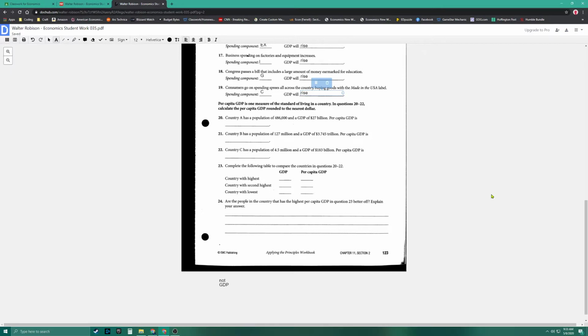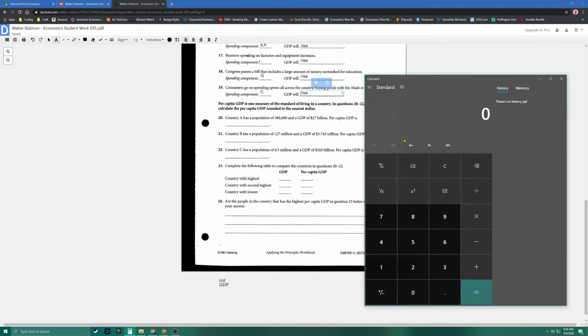So country A has a population of 486,000 and a gross domestic product of 27 billion. Per capita GDP, how do you figure, what is it? Okay, so you have to do some math here. You take the total number of people, it's important, and then you've got your 27 billion. You can use the calculator here, it'll take lots and lots of numbers.